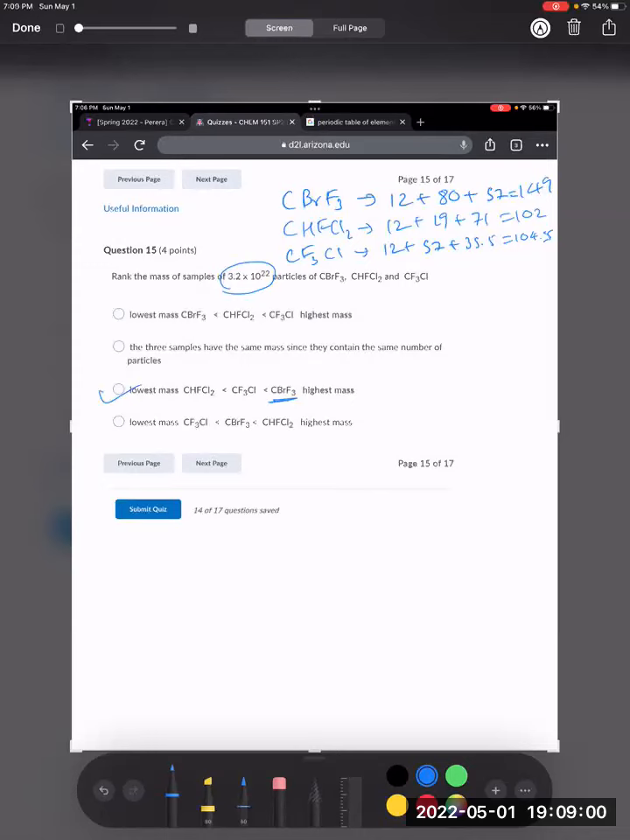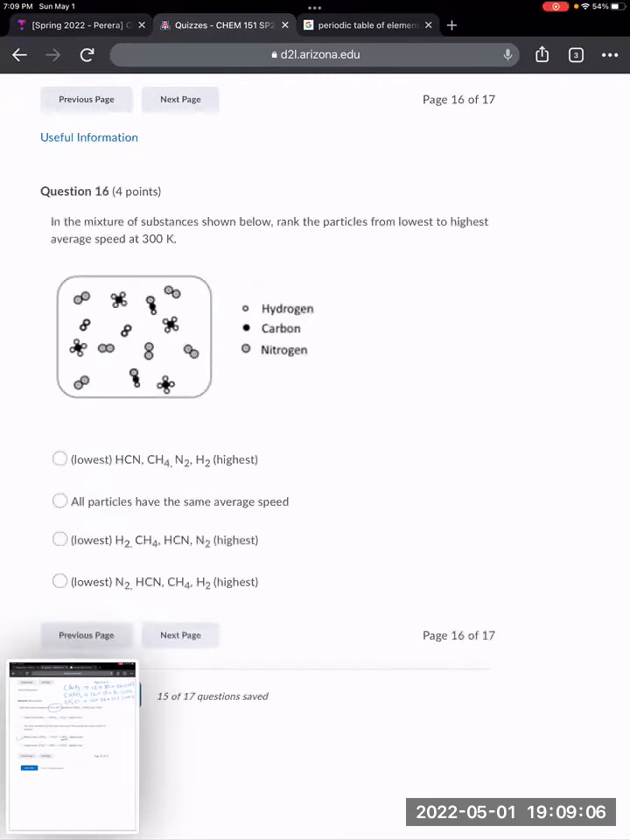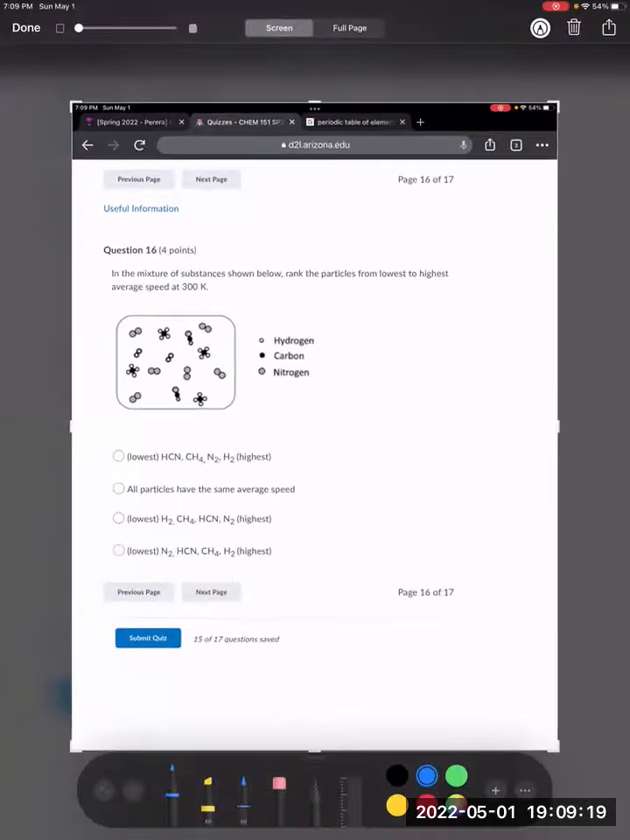Okay, let's go with option C. Moving on to question 16. In the mixture of substances shown below, rank the particles from lowest to highest average speed at 300 Kelvin. Okay, so this is again about the molar mass. The heavier particles will be moving the slowest, with the lowest average speed, and the lightest particles will have the highest speed.